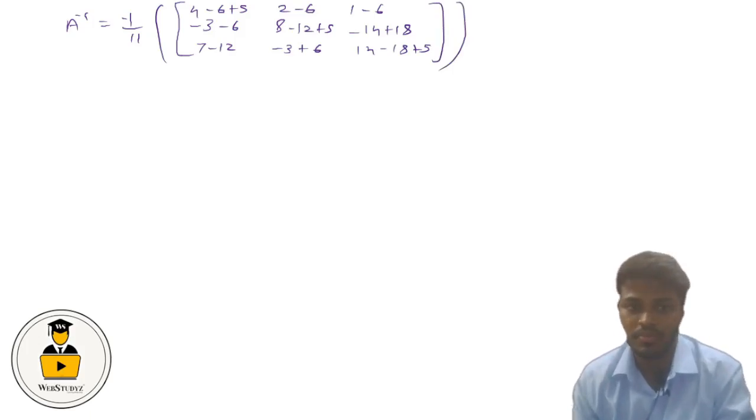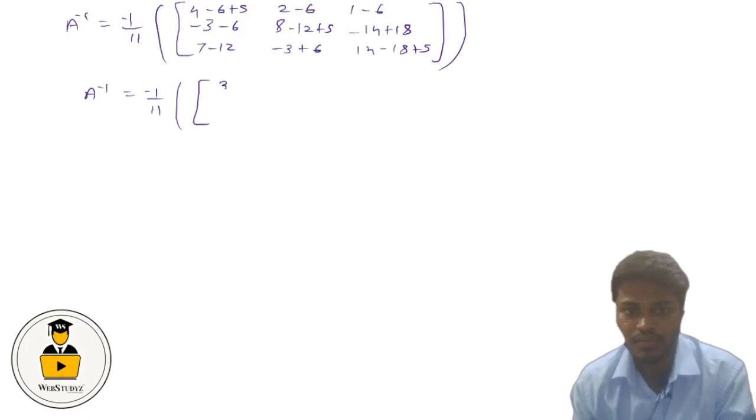Now if we further simplify this, we will get the value of A inverse. So it is minus 1 upon 11 times. This is 4 minus 6 is minus 2 plus 5 is plus 3. And 2 minus 6 is minus 4. 1 minus 6 is minus 5. Then this is minus 9. 8 minus 12 is minus 4. Minus 4 plus 5 is plus 1. This is 4. This is minus 5 plus 3. This is 14 minus 18 is minus 4. Minus 4 plus 5 is 1.